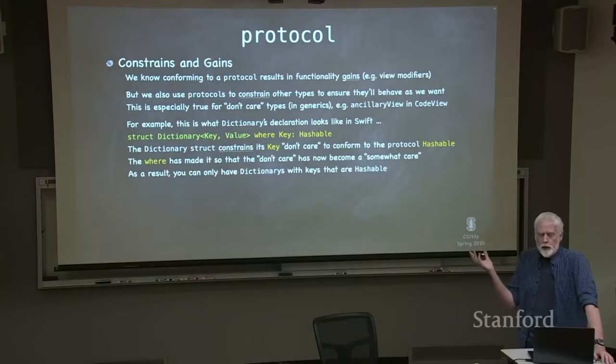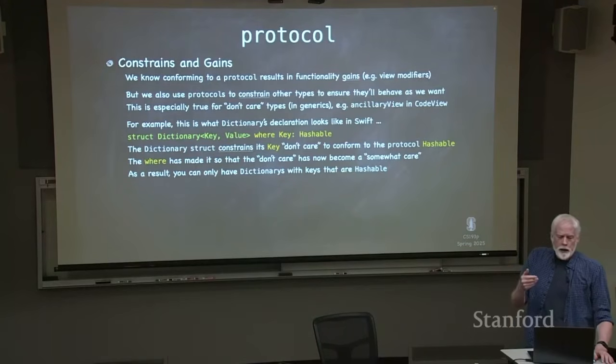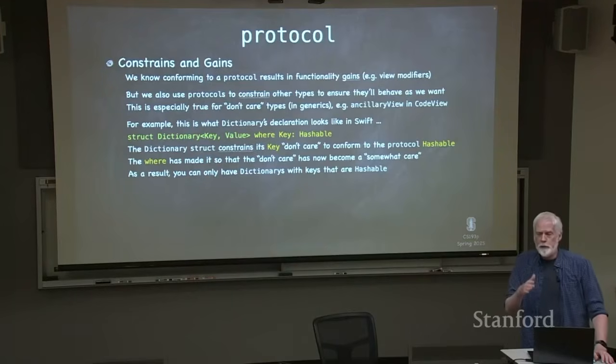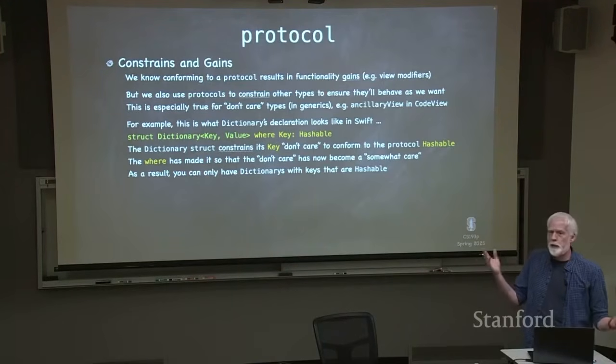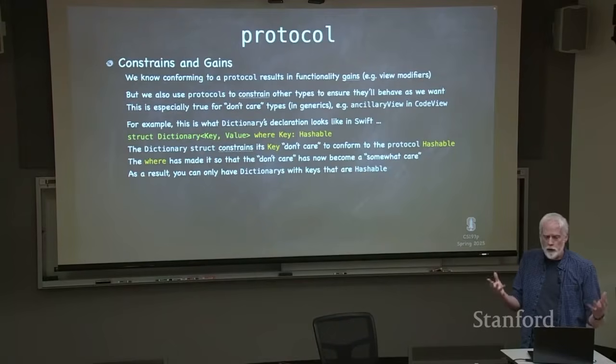Now, another example, in addition to ancillary view, is dictionary. You might have used it in your assignments, maybe not. It's essentially a hash table. And dictionary has two don't cares: the types of the keys in the hash table and the types of the value. It doesn't care what type either of those is. However, it does care that the keys are hashable. Because it's a hash table, it has to be able to hash those keys so it can get the values, right? So it just says where keys implement the hashable protocol, which we're going to talk about in a second. So that's similar to ancillary view.